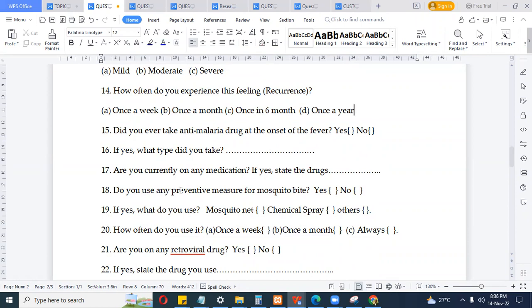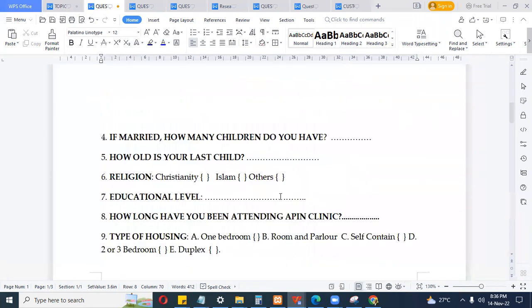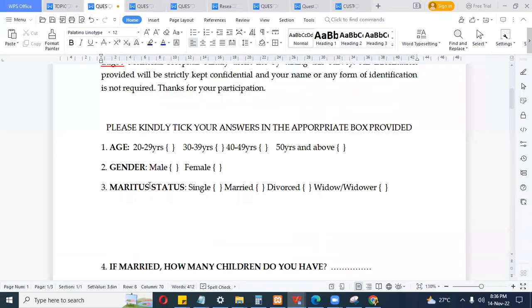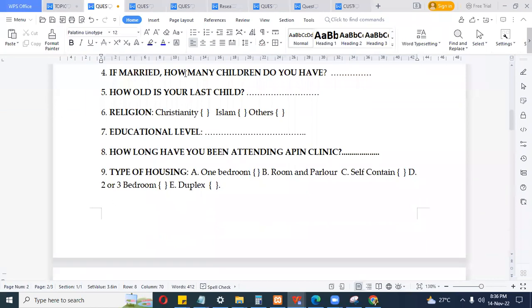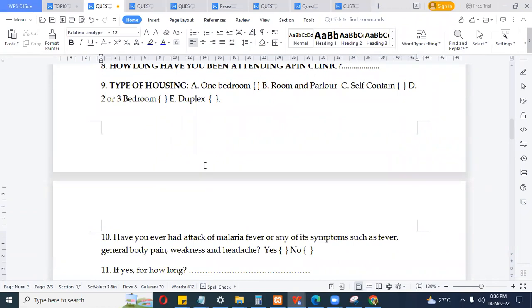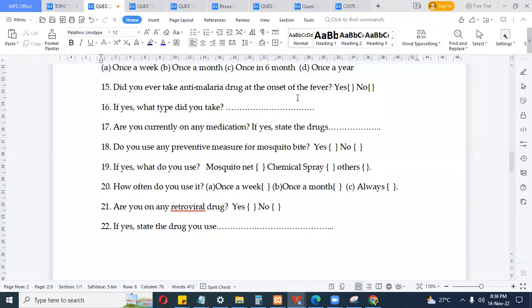Do you use any preventive measure for mosquito? So you could categorize this questionnaire according to biodata, family and marriage, and maybe standard of living. Then you could have malaria stuff. You could then have prevention and the rest, right? I think I will stop here.